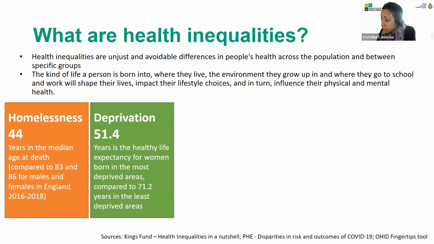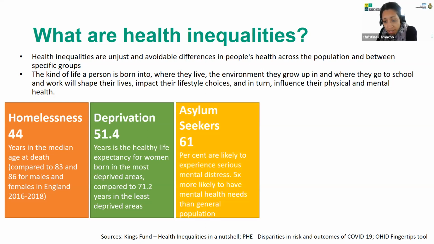People born in the most deprived areas in England have a healthy life expectancy of 51 years compared to 71 years in the least deprived areas. And if you think that the state pension age is currently 68, there's a whole cohort of people who won't actually be healthy enough to continue working until that age.